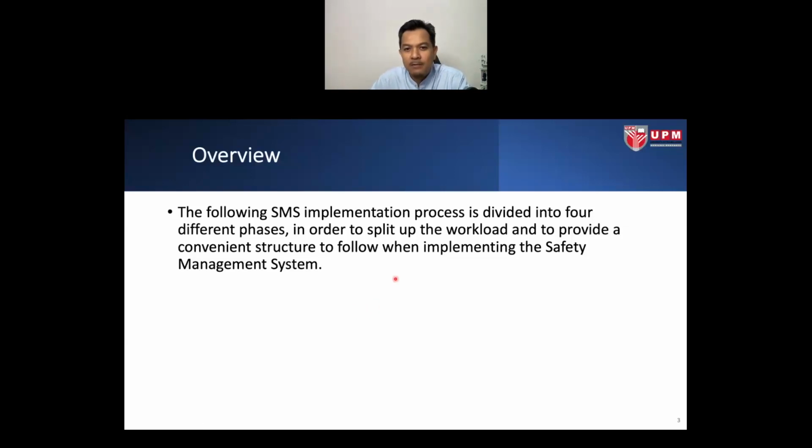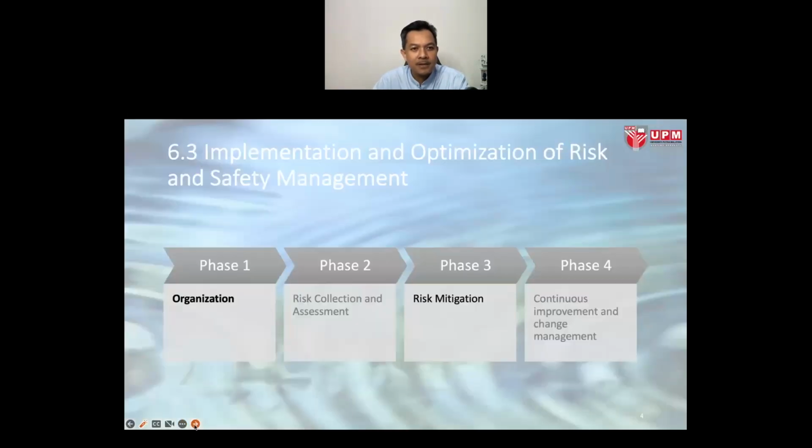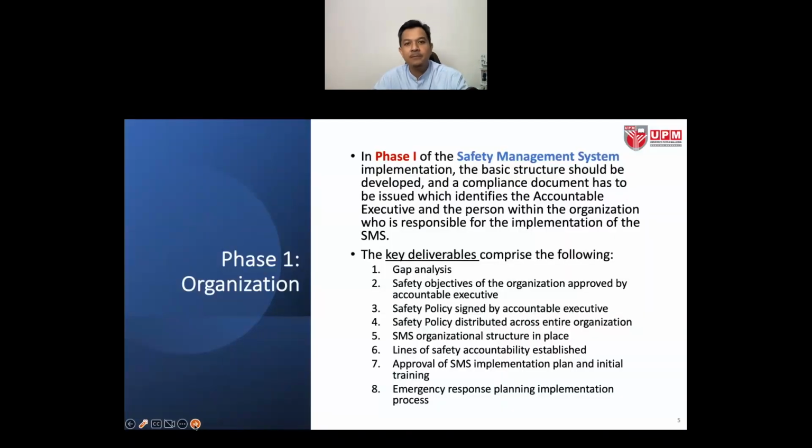In terms of the overview, the following SMS implementation process is divided into 4 different phases in order to split up the workload and to provide a convenient structure to follow when implementing the safety management system, or known as SMS. Right, let us look into the first one, phase 1, the organization.